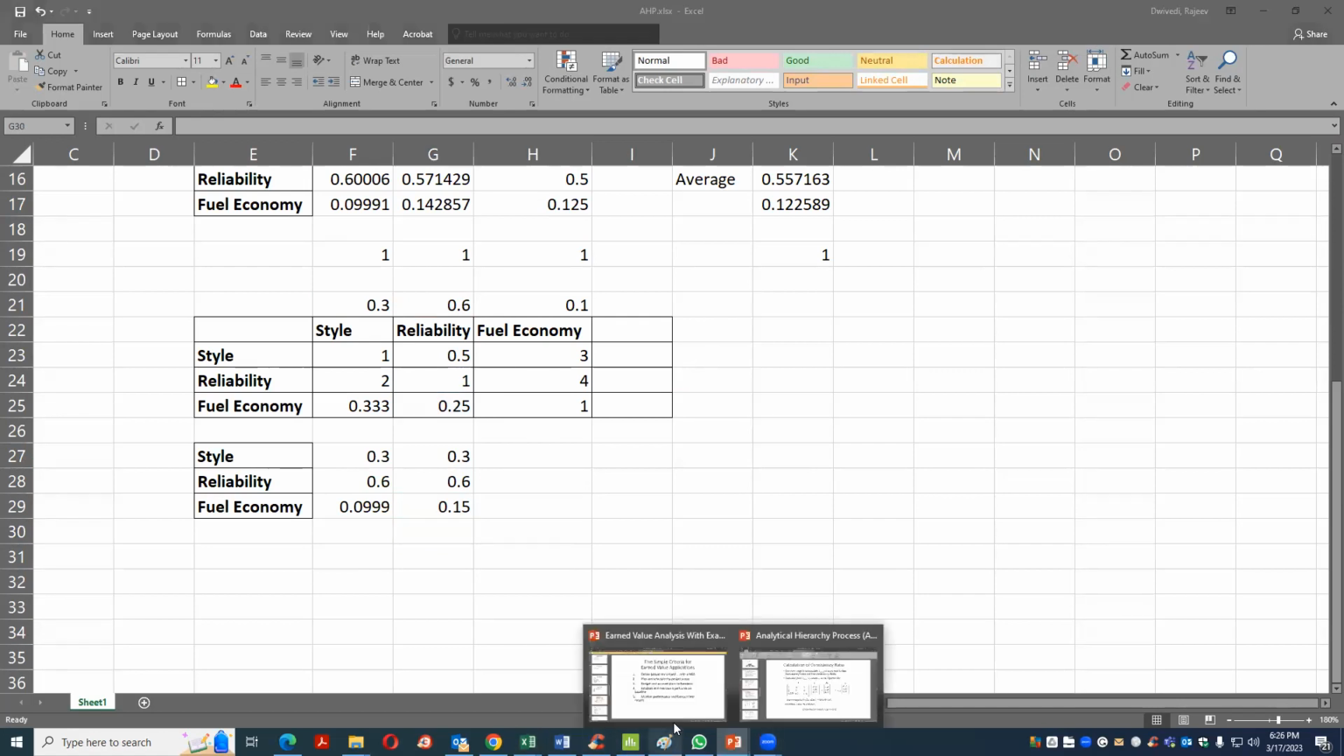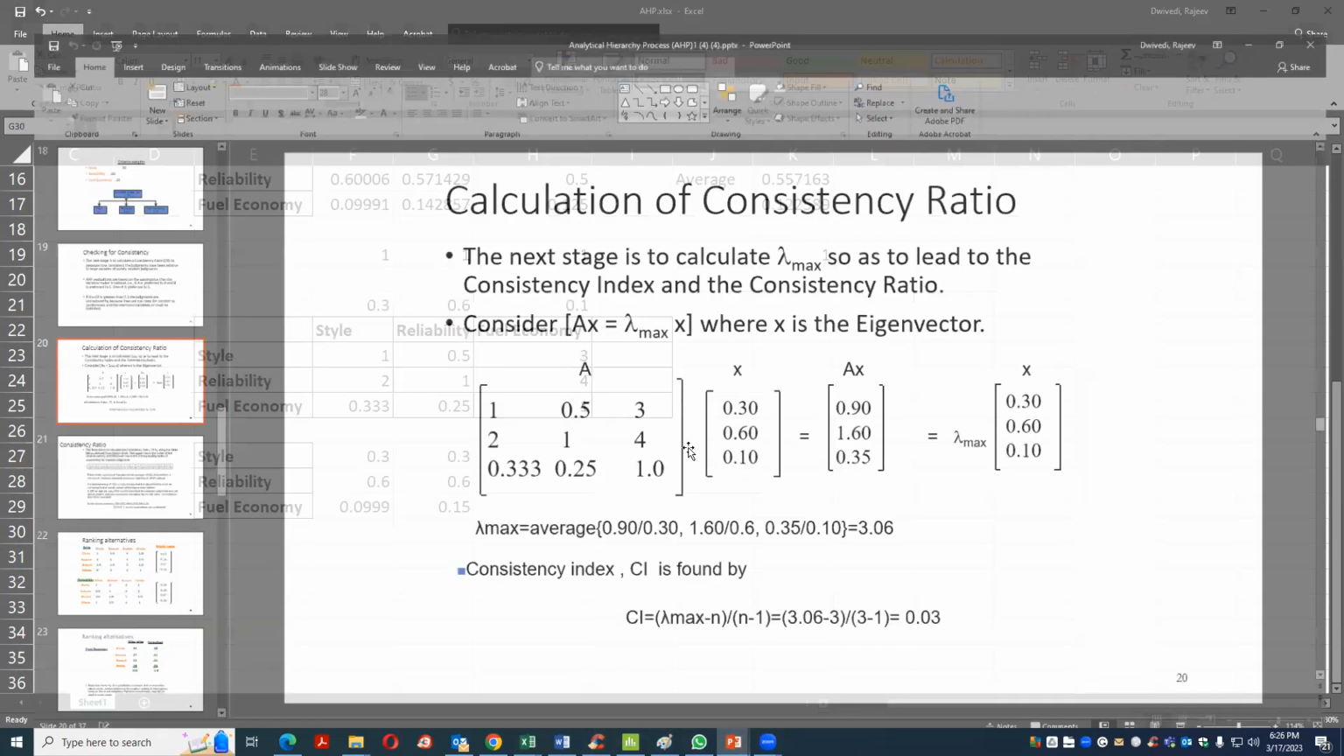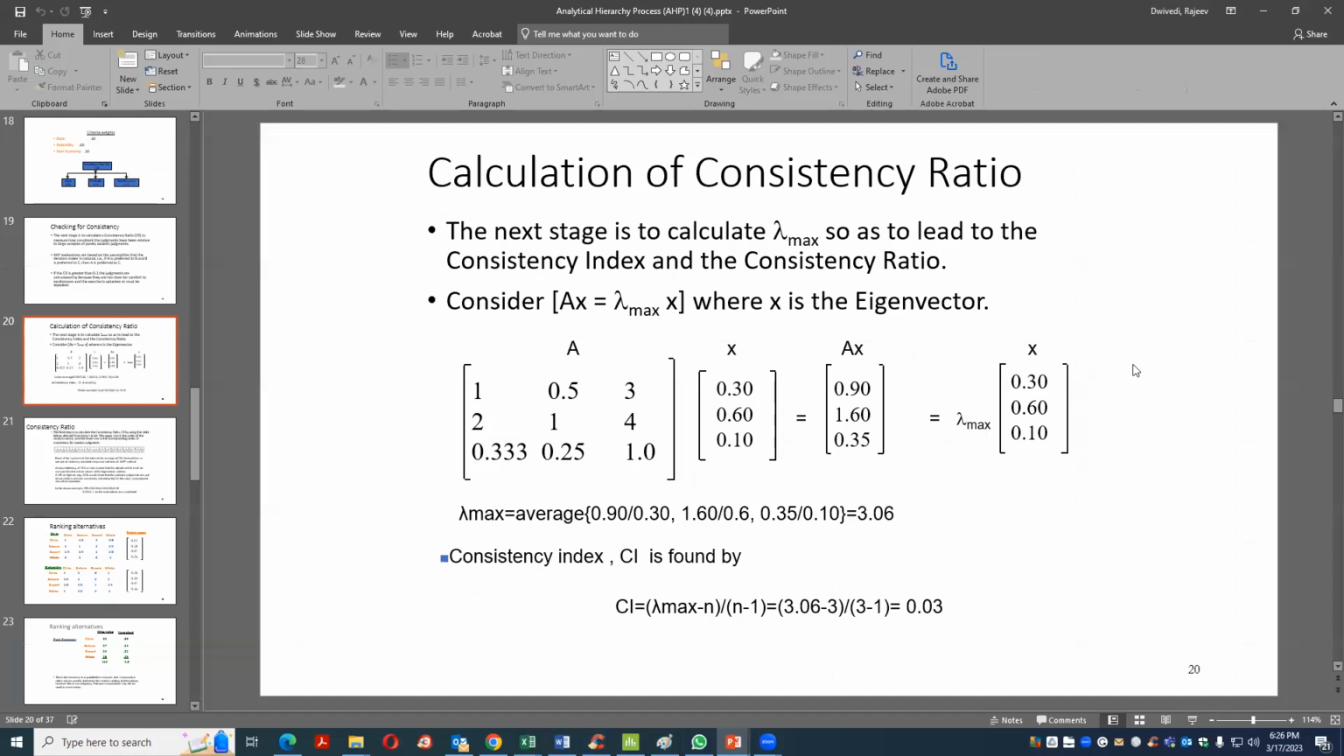Wait just a minute. So basically here you can see this is the A. Can you see my slide? This is the original matrix multiplying with this. Then we are getting this value, which is called AX. Then we have this lambda max. So just 2-3 minutes more and we are done.